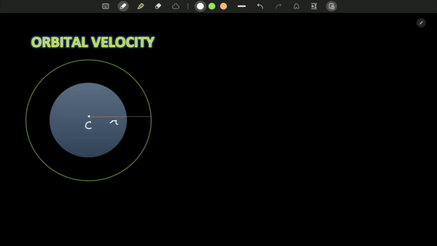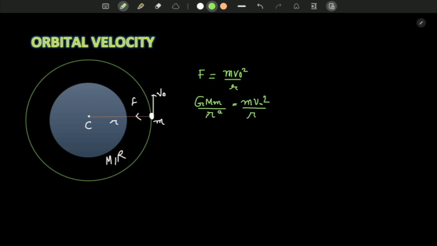Orbital velocity. We know that the necessary centripetal force to the satellite is being provided by the gravitational force exerted by the Earth on the satellite. Thus, F equals to mv0 square by r, which implies GMm by r square equals to mv0 square by r. So v0, which is the orbital velocity, equals to under root GM by r. So v0 is proportional to 1 by root r. Hence the orbital speed of the satellite decreases as the orbital radius of the satellite increases.